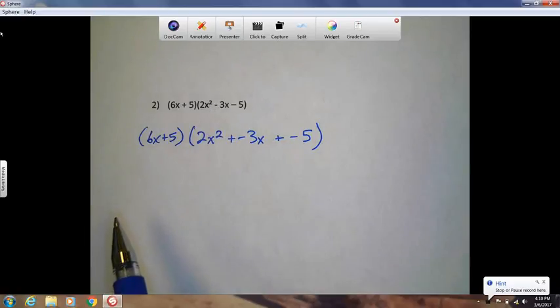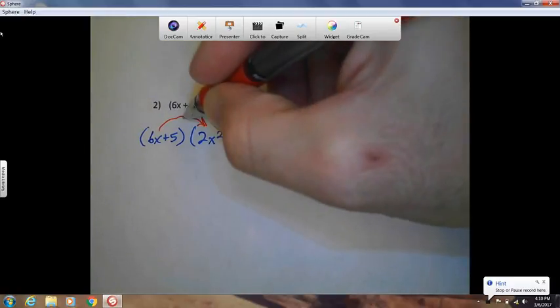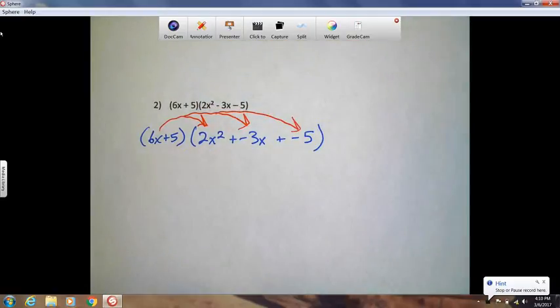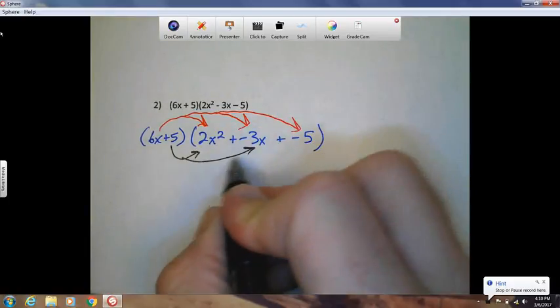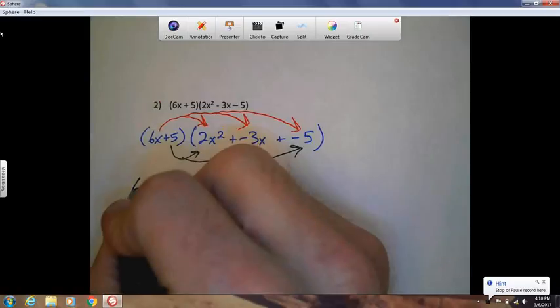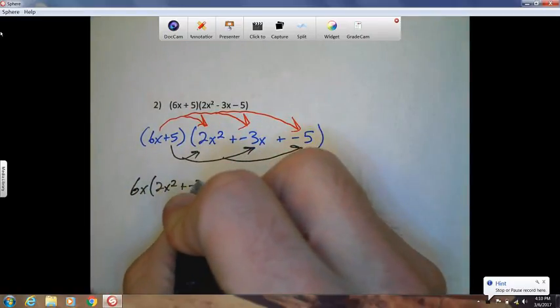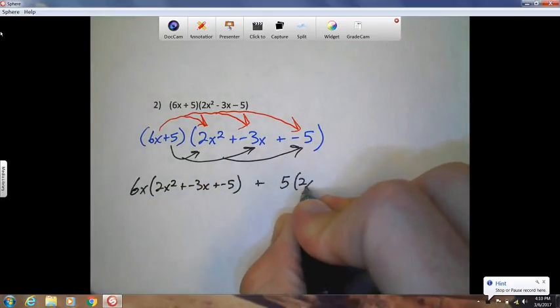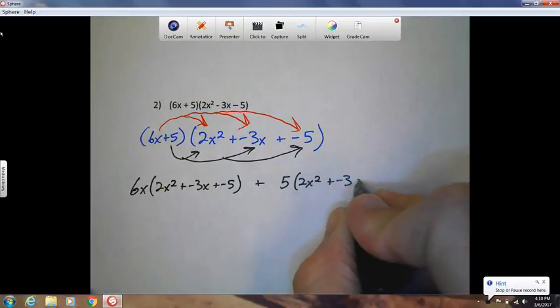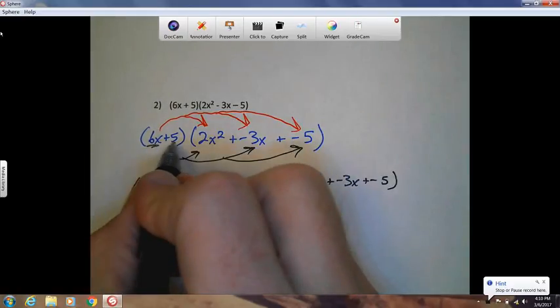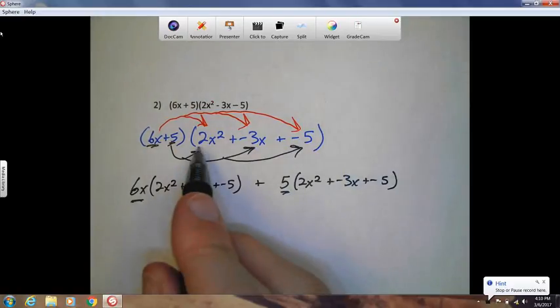So what I need to do is I need to multiply this times all three terms and the 5 times all three terms. So yes, this will be a big problem. It will take a while. So 6x times 2x squared plus negative 3x plus negative 5. And then 5 times 2x squared plus negative 3x plus negative 5. So both of these times the entire trinomial.